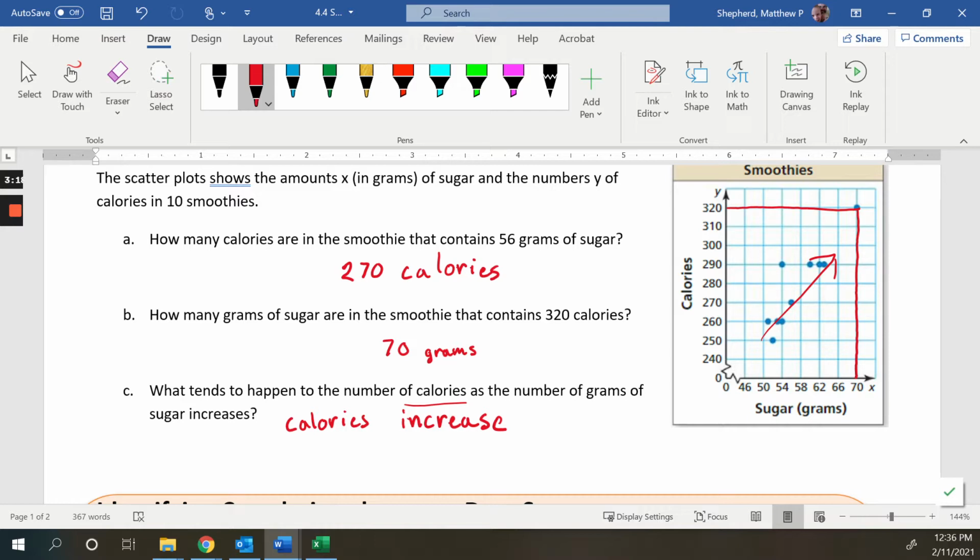Okay, now that is not a 100% kind of thing, because you'll notice that from this one to this one, the sugar increased, but the calories did not. But that's not what we were looking for. When it says this word tends, we're looking for the overall pattern. So the existence of a single point that doesn't match that pattern doesn't really matter, because overall there is this trend of the data that as sugar goes up, calories go up.